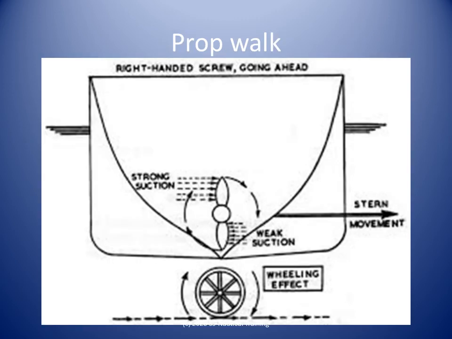Prop walk is also called transverse thrust. Transverse thrust is useful for turning the boat around in a confined area. On a boat with a right-handed propeller, transverse thrust can be used to turn the boat around to starboard in a little more than the boat's length. Right-handed propeller transverse thrust means, with the propeller turning astern, anti-clockwise viewed from astern, the stern moves to port.